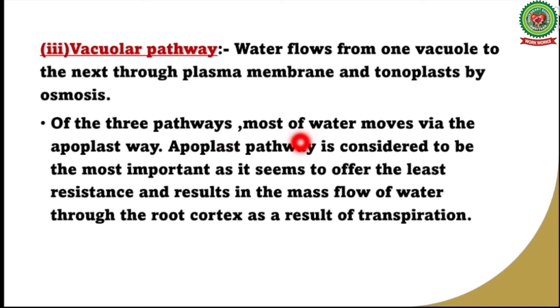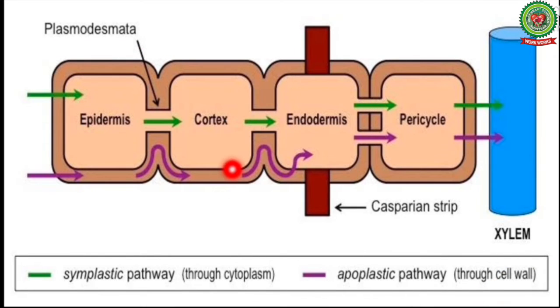Of the three pathways, most of the water moves via the apoplast way. Apoplast pathway is considered to be the most important as it seems to offer the least resistance and results in the mass flow of water through the root cortex as a result of transpiration. This image explains the movement of both the discussed pathways, whereby in apoplast pathway water takes the route from cell wall, and in symplast water moves between cytoplasm and adjacent cells.